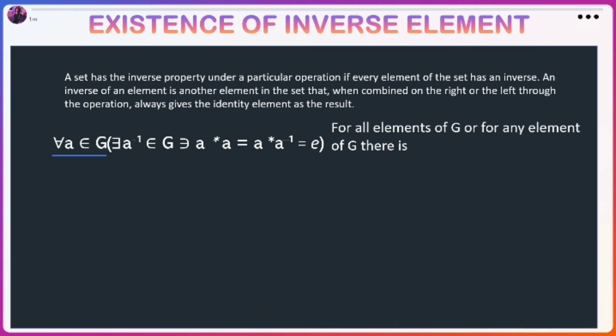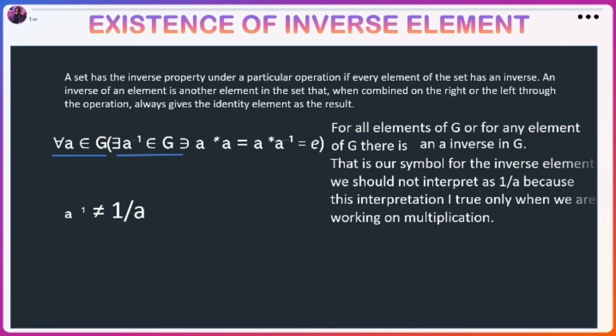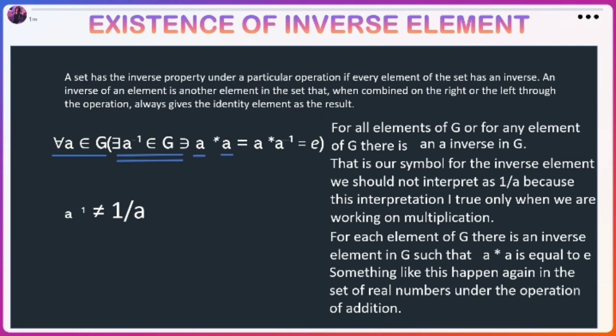For all elements of G, or for any element of G, there is an A inverse in G. That is our symbol for the inverse element. We should not interpret it as 1 over A, because this interpretation is true only when we are working on multiplication. For each element of G, there is an inverse element in G such that A star A inverse is equal to E. Something like this happens again in the set of real numbers under the operation of addition.